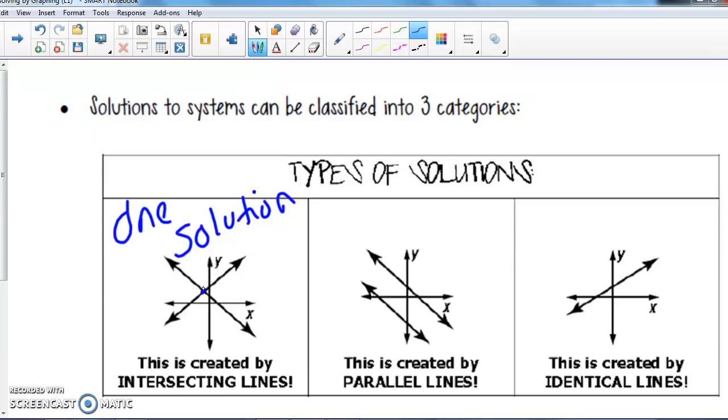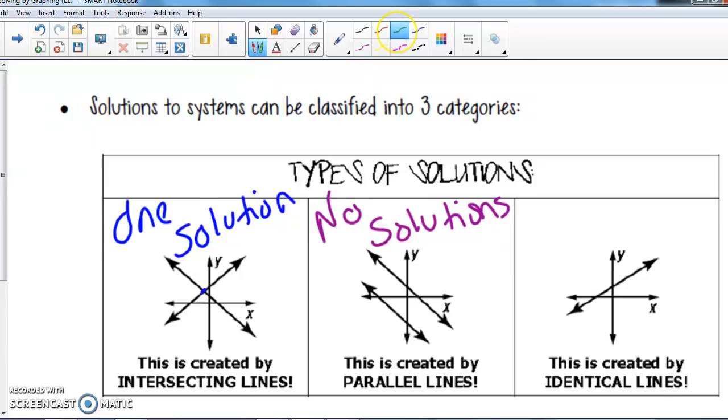Now, sometimes I'm going to graph this system, and you're going to get that scenario in the middle where the lines don't touch at all, and in fact, they're parallel lines. When that happens, this is a case of no solution. And I hope you're thinking about graphing and thinking about lines, and the only way that two lines can be parallel is if they have the same slope.